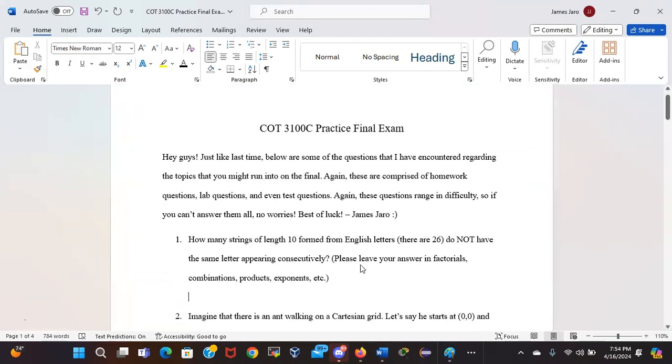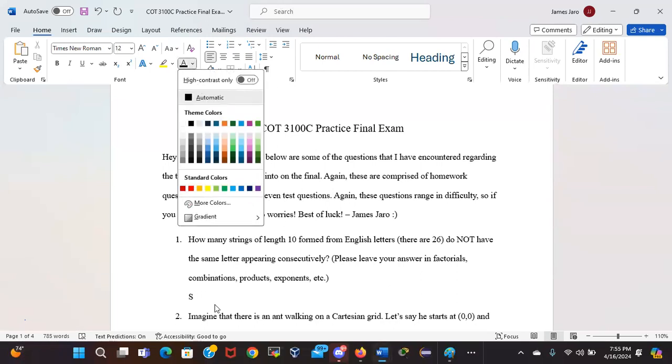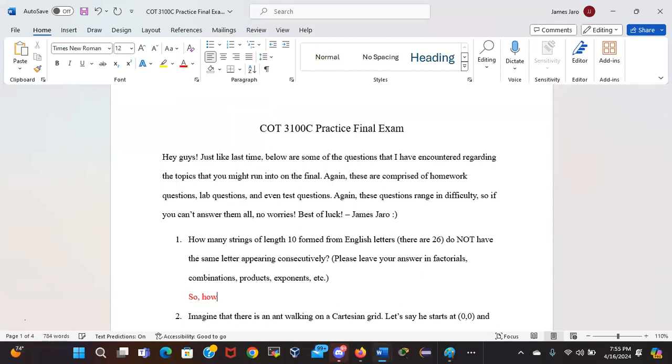So you have strings of length 10, and they are formed from English letters. Note that there are 26 English letters. I want to know how many of them do not have the same letter appearing consecutively. Leave your answers in factorials, combinations, products, exponents. Basically, just don't try to calculate it. Okay, so how many spots do we have to fill? Let's start with that.